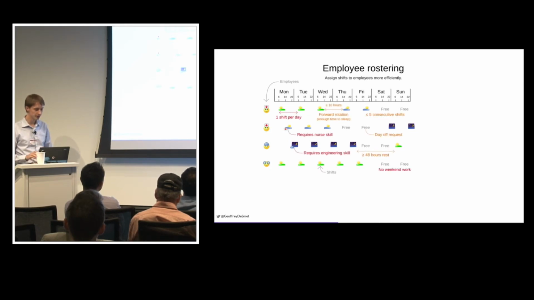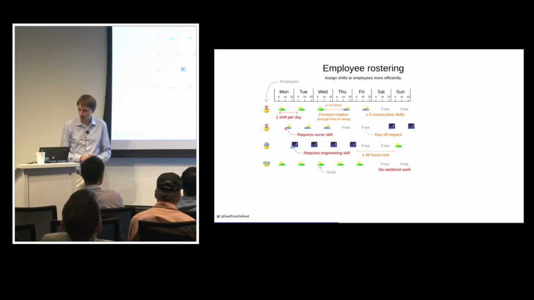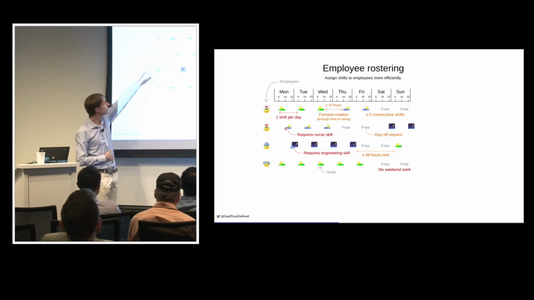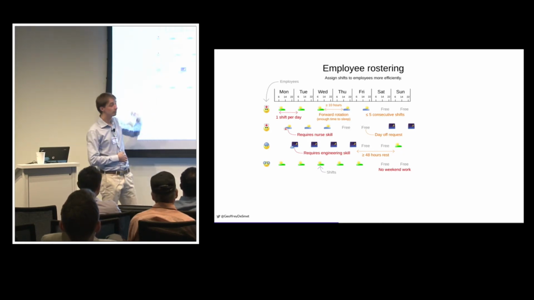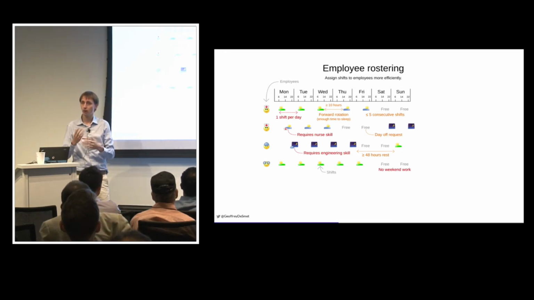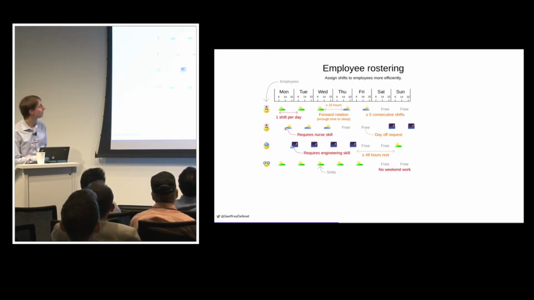So what are the constraints? There's a bunch of constraints. Labor laws tend to be difficult. Depends on which country you are in, or maybe which state, but they can be quite complex. The first thing is only one shift per day. That's relatively simple, right? You cannot ask a nurse to do 2 shifts on the same day. You definitely cannot ask her to do 2 shifts at the same time. The laws of the universe make it impossible to be in 2 places at the same time.